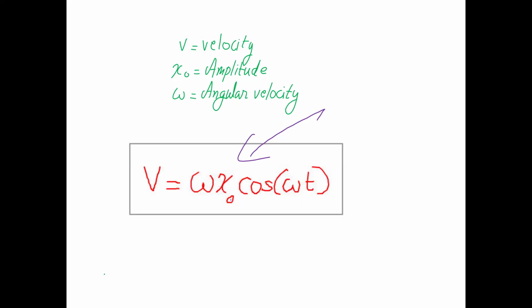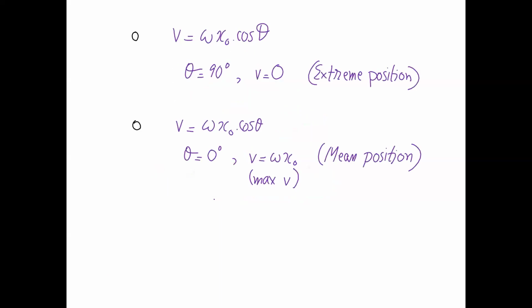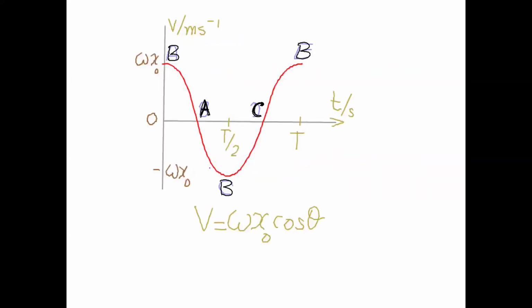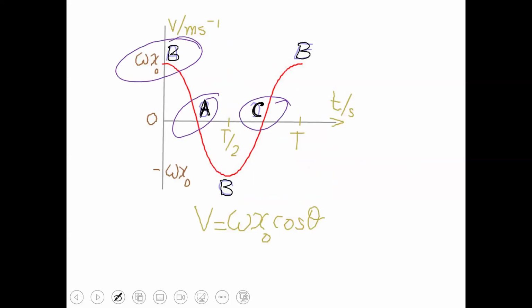What is the derivative of sine? If you differentiate, sine becomes cos. Now, at 90 degrees, the velocity becomes zero. This is the extreme position. And at the mean position, velocity is omega x naught, which is the maximum velocity. Look at the sketch. This is a cos theta sketch. At position A and position C, velocity is zero, and at position B, velocity is maximum.